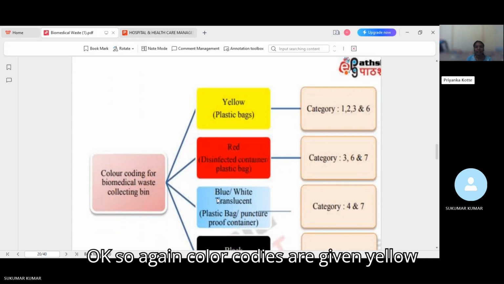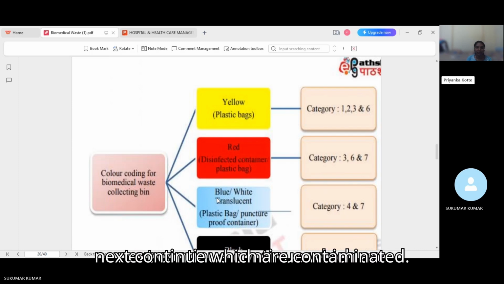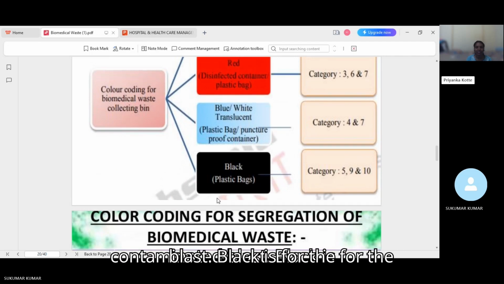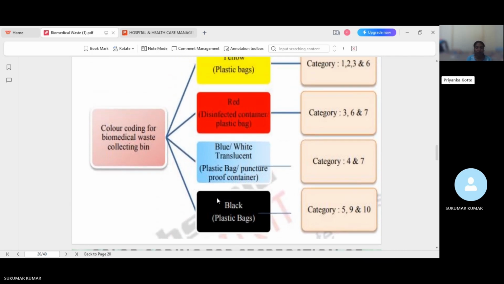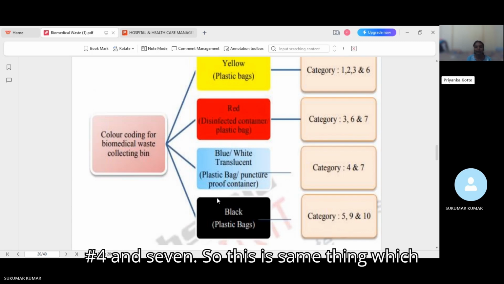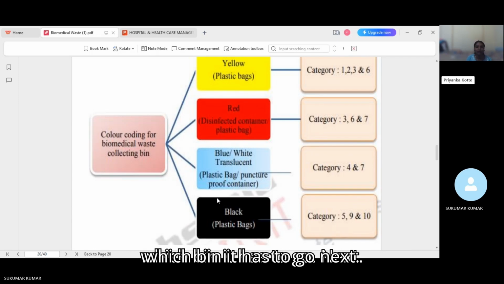Okay, so again color codes are given: yellow, next, continue, which are contaminated. Red one is disinfected contaminated plastic. Black is for the toxics and cytotoxic drugs, and blue is for the category number 4 and 7. So this is the same thing which we have seen, 1 to 10 categories and which bin it has to go.